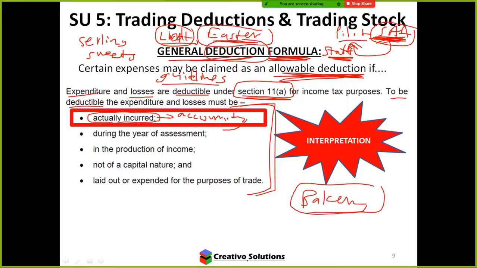So not something that you want to do, but something that you've done. You've actually incurred it. You've incurred the costs. You've paid the costs. It's incurred. Does that make sense?